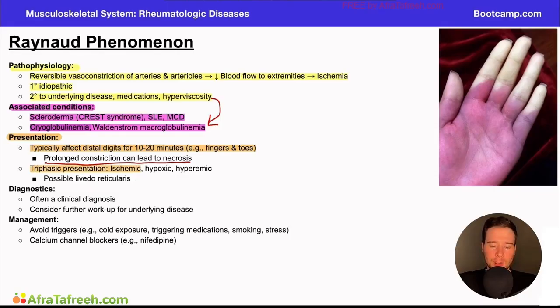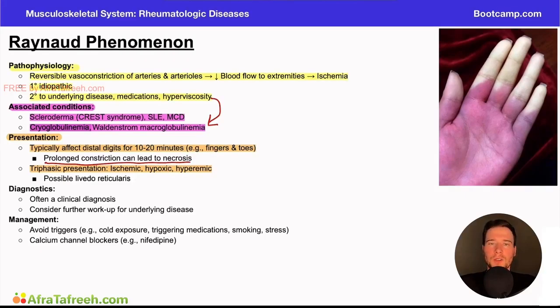Now, question writers also like you to know the basic idea that this is a triphasic presentation and that there's an ischemic phase, a hypoxic phase, and then a hyperemic phase. And in general, the ischemic phase is going to be these white fingers that we see over here. So we have an exposure to the trigger. This causes the vasoconstriction or the ischemia to the digits. Then we're going to get the hypoxic phase. And this is where you start to see deoxygenation of the blood that's remaining in the area. So it starts to turn a little bit blue, indicating hypoxia is going on. And finally, we have the hyperemic phase. This is the red phase. This is where we have restoration of the blood flow to the extremity.